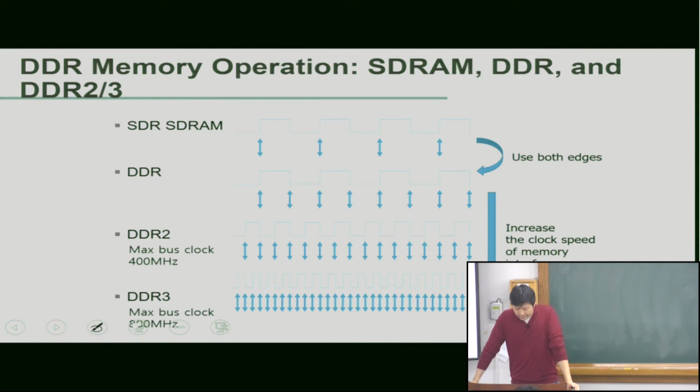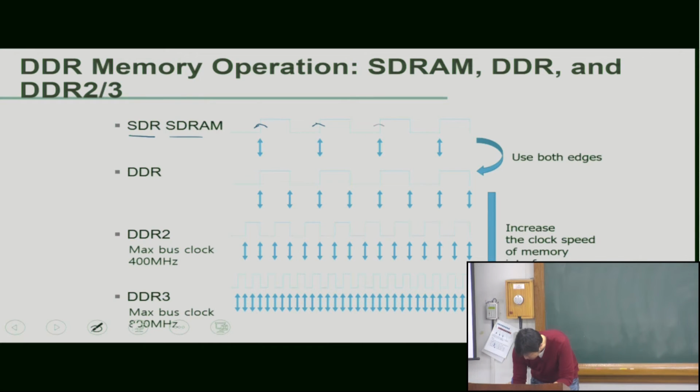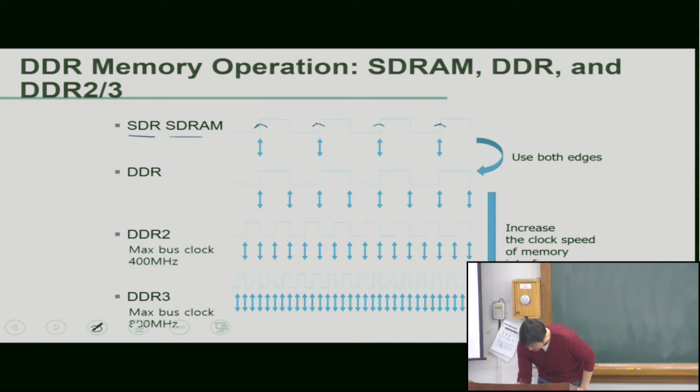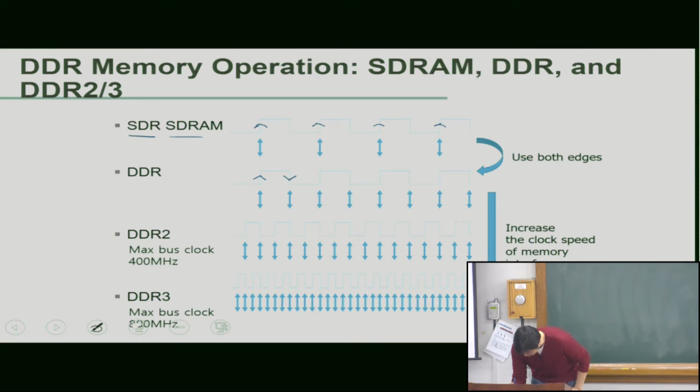So, as I said, today's DRAM is synchronous. They actually have clocks. Here, the original SDRAM, SDR is single data rate. Original SDRAM only provided a new value at the rising edge of the clock, right? And the first generation of DDR, double data rate, they use the same clock cycles, but they provide data at both the rising edge and falling edge, like this.